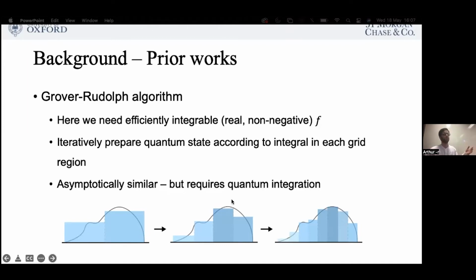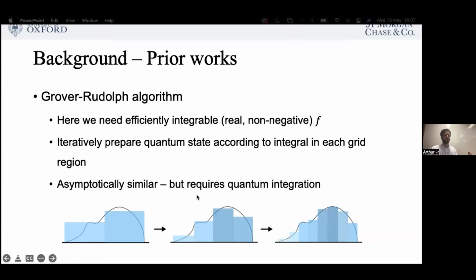Then coherently in superposition, it determines how much each half of the interval that it splits needs to be increased and decreased so that the relative proportions of the new densities are obtained. Then it recursively repeats this procedure with one oracle call per new qubit added until it gets a good approximation to the function. The asymptotics of this algorithm are similar to the algorithm we present.